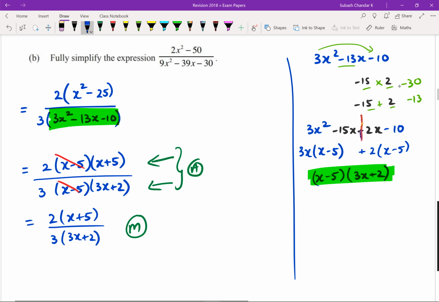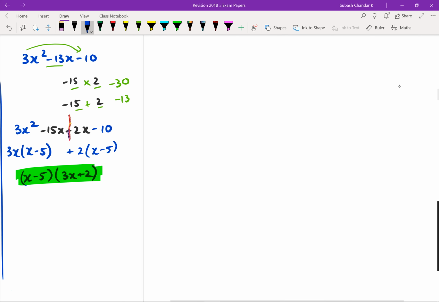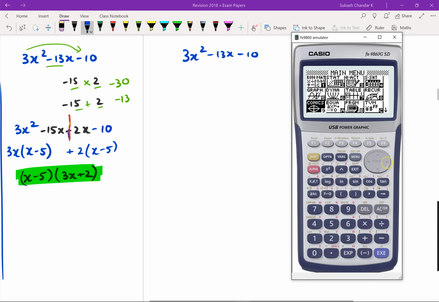So the way it works is this. What is my equation? So remember my equation is 3x squared minus 13x minus 10, right? So what I can do is, I don't have to go through this whole process on the left-hand side. I can go to the calculator and put it in polynomial solver. So go to polynomial, degree is 2, and I put these values. I've got 3, minus 13, minus 10.